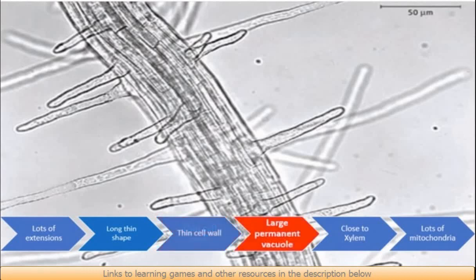The root hair cells have a large permanent vacuole, and that allows them to absorb large amounts of water when available. Root hair cells are close to the xylem cells, and that allows absorbed water and mineral ions to be moved away from the absorbing surface and to the rest of the plant. This reduces the concentration at the root hair cells and therefore maintains the diffusion gradient for absorption. Root hair cells have large numbers of mitochondria for aerobic respiration, and that's to provide the energy needed for active transport of mineral ions, and that's against the concentration gradient.